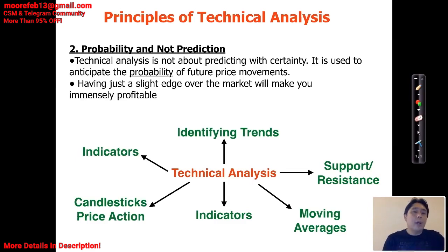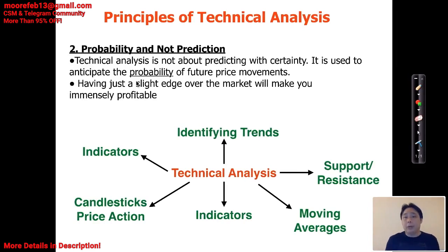But what we can do is not predict with certainty, but anticipate the probability of future price movements. So there's a big difference between prediction and probability. Prediction means you're saying, hey, it is sure to go up, and if it doesn't go up, I'm wrong. And that's the wrong way of looking at it. Probability means it is more likely to go up than it is to come down. Now, it doesn't mean that it's going to go up now. It means that over a large number of trades, over time, you'll be right more often than you're wrong. But on this particular scenario, you may not be right.